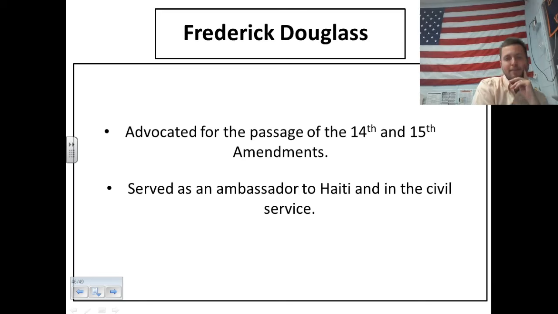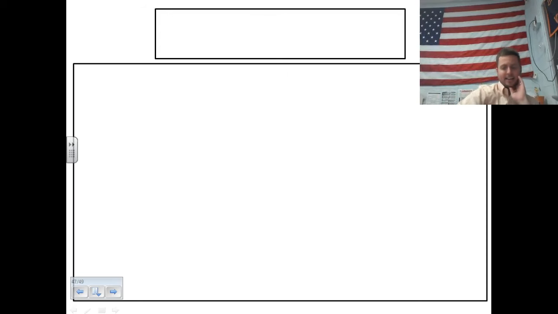He was an escaped slave who then became friends with Abraham Lincoln, lived in a country that got rid of slavery, gave citizenship, and gave voting rights to African Americans, and now he represents the country in Haiti. And he worked in the civil service. That's pretty cool, right?